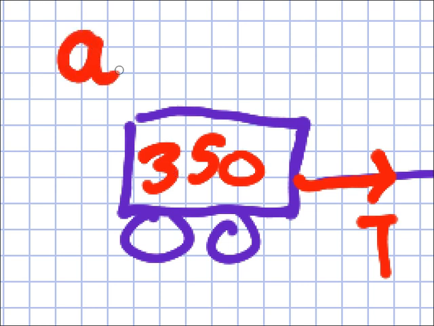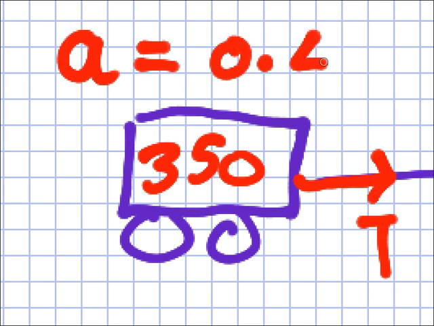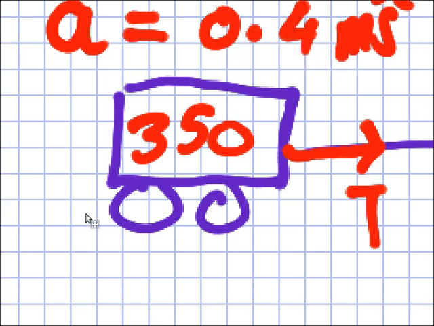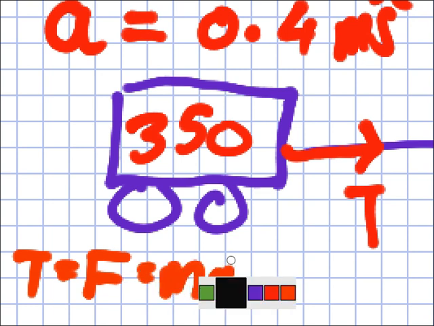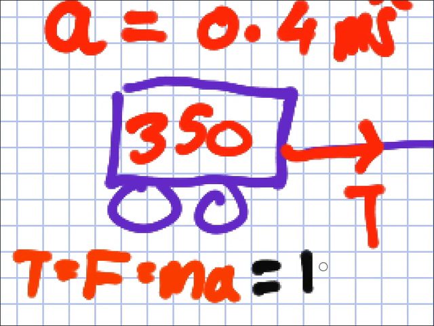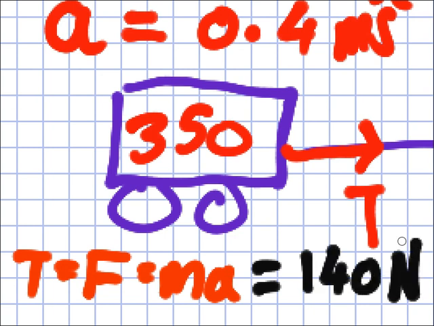What did we say the acceleration was a moment ago? 0.4 meters per second squared. So that tension is the force, which is the MA. We have to multiply 350 by 0.4. What do we get? 140 newtons. Okay. Are we happy with that? Let's look at the next question now.